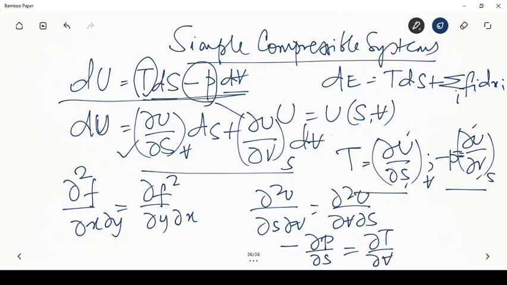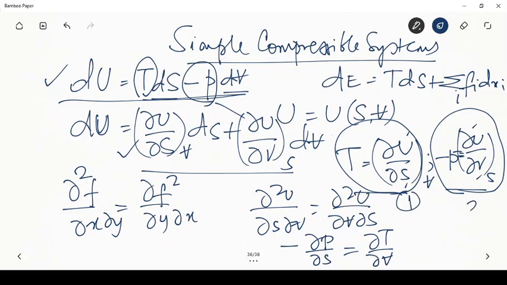Okay, so this is one set of equations that we get from this fundamental equation for thermodynamics. What are the things that we get? We get the definition of T in terms of u and s and P in terms of u and s. This is, let's say, 1, and this is, let's say, 2, and in addition you get this relationship, which is 3. Okay, so this is one set of relationships that we get from the fundamental expression, which is du is equal to Tds minus Pdv.